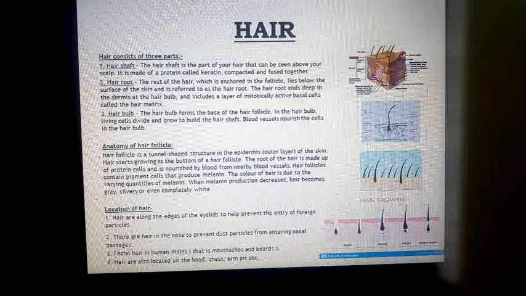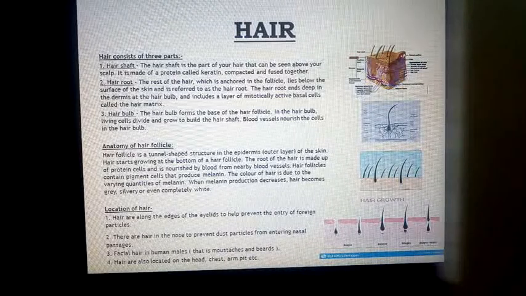Hair follicle is a tunnel-shaped structure in the epidermis of the skin. Hair starts growing at the bottom of the hair follicle. The root of the hair is made up of protein cells and is nourished by blood from the nearby blood vessels. Hair follicles contain pigment cells that produce melanin.